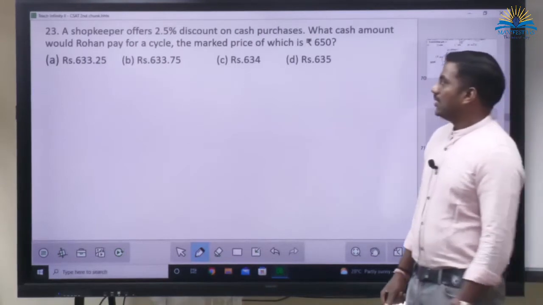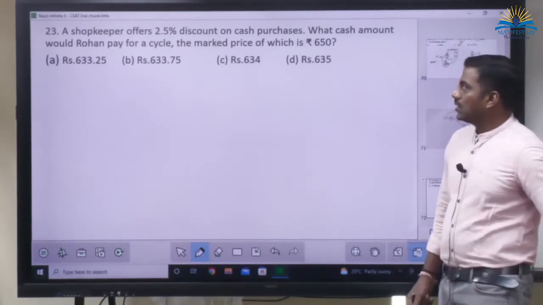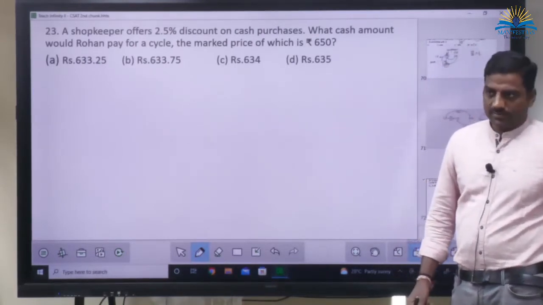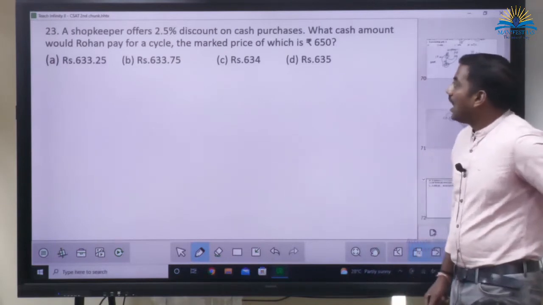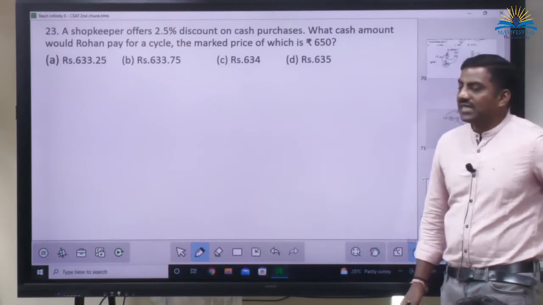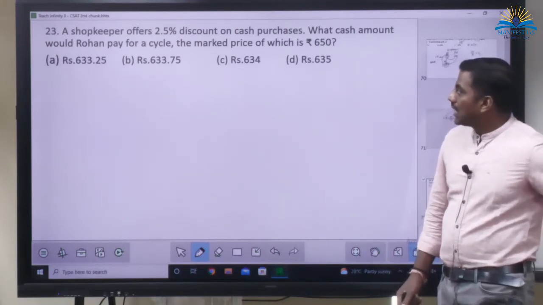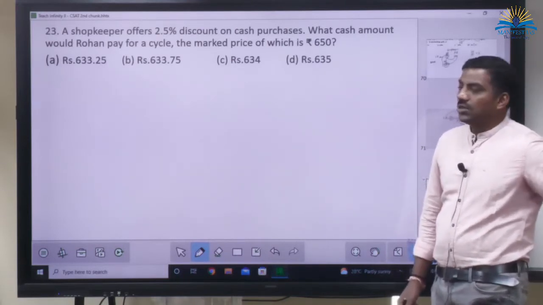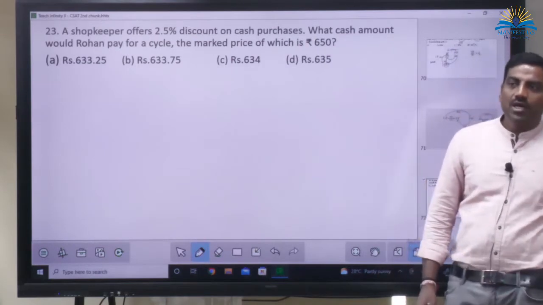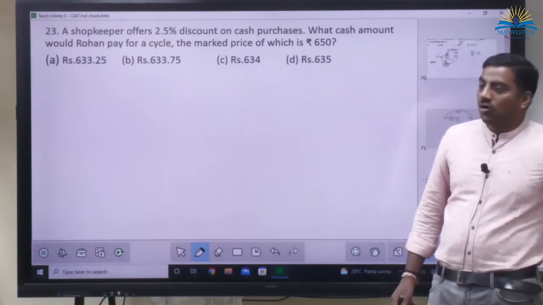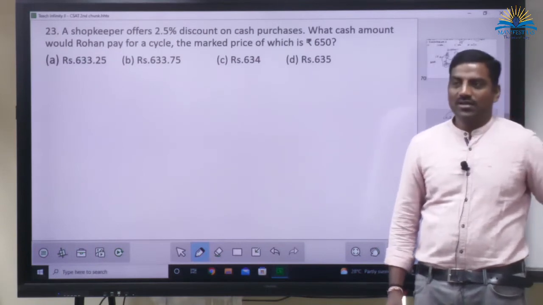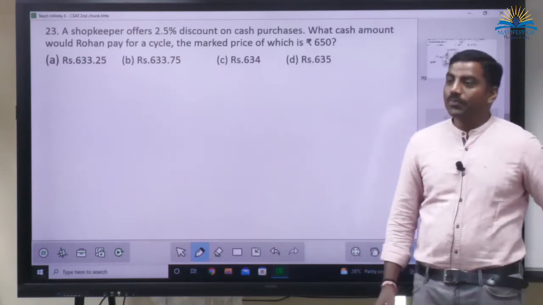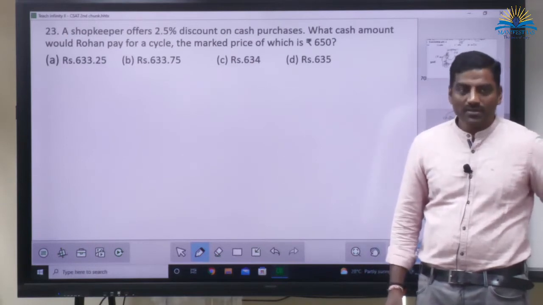A shopkeeper offers 2.5% discount on cash purchases. What cash amount would Rohan pay for a cycle, the market price of which is 650? You calculate. On 650, how much is the discount? Now you are Rohan, okay? You want to purchase a bicycle. Let's see how prompt a transaction you will make.